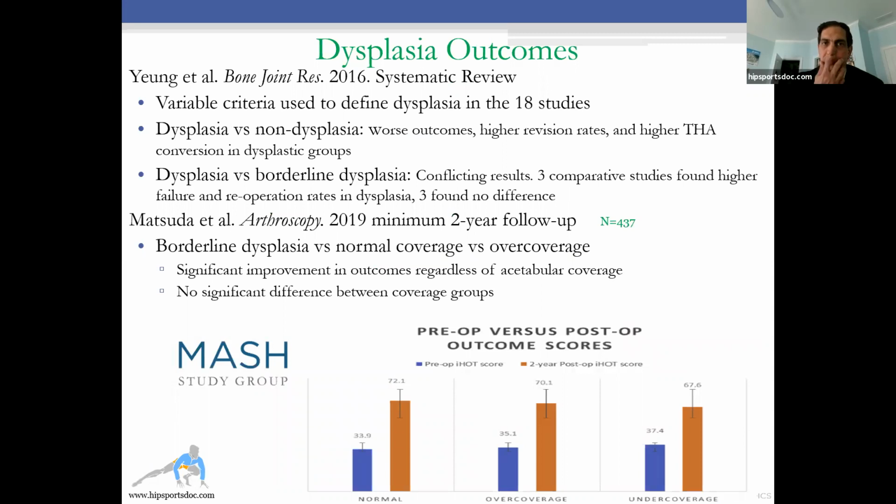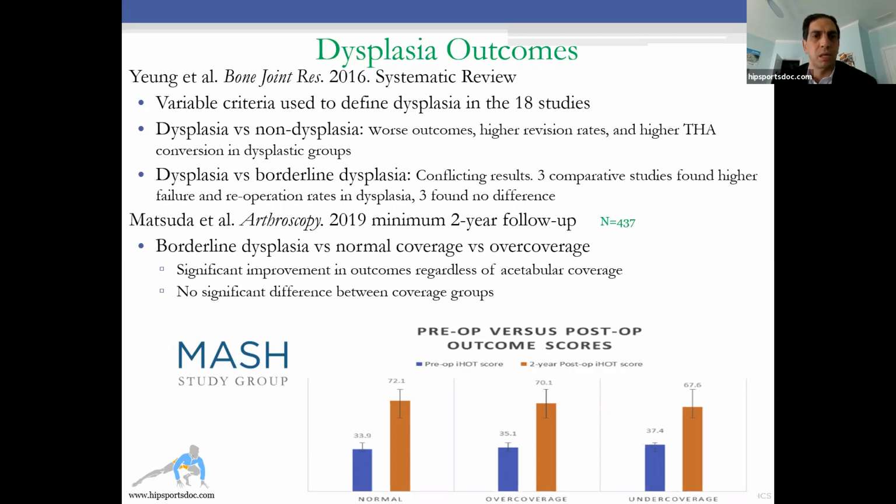Another study, a systematic review related to dysplasia and their outcomes. There's note made that dysplasia is defined differently across the studies, but it's clear that in dysplastic versus non-dysplastics, arthroscopy has worse outcomes in dysplasia. And in comparing dysplasia versus borderline dysplasia, there were conflicting results. So in the frankly dysplastic patient, it's clear that arthroscopy is not the appropriate treatment.